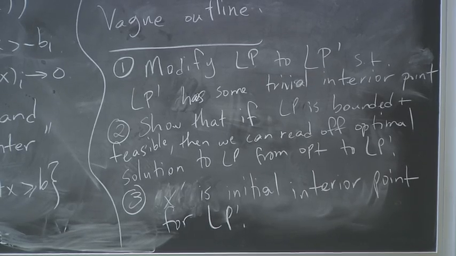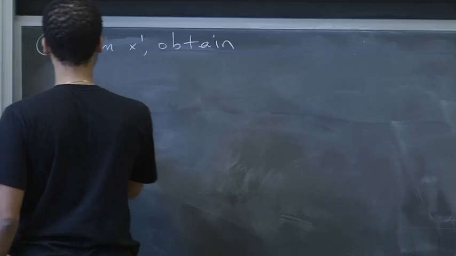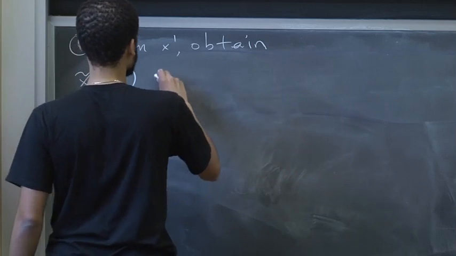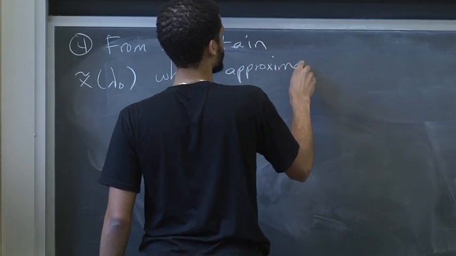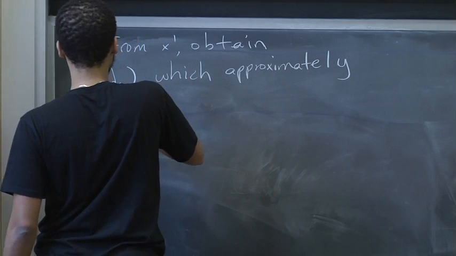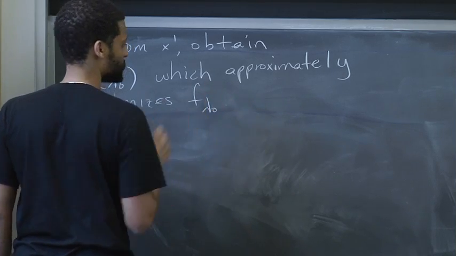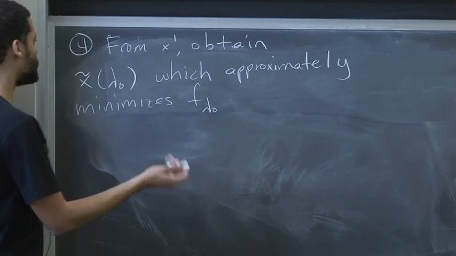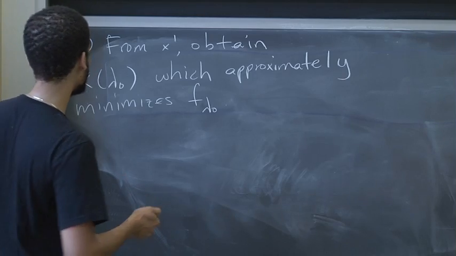Okay, so then we step from x prime to obtain x tilde lambda 0, which approximately minimizes f of lambda 0. And then the main work happens here. So this is all initialization. Steps 1 through 4 are all initialization. Now finally, step 5.